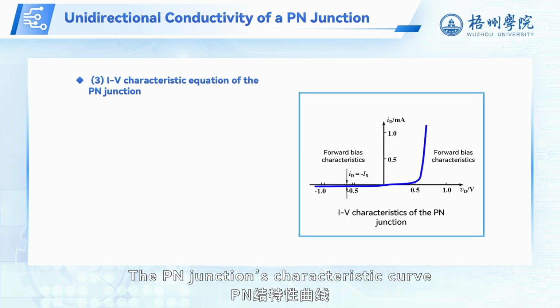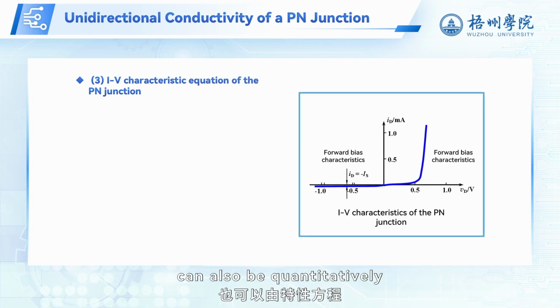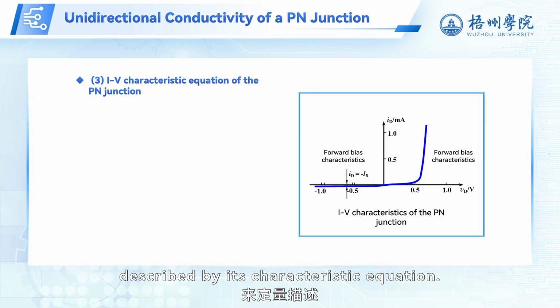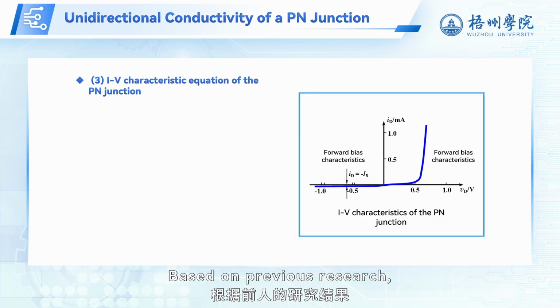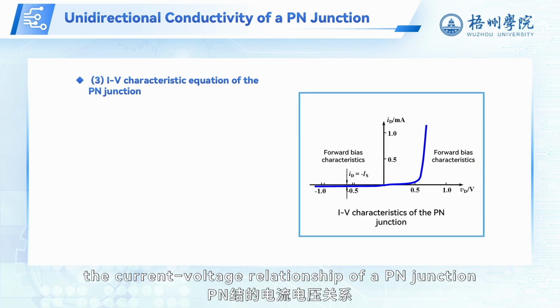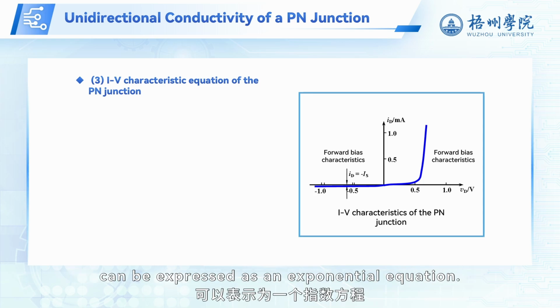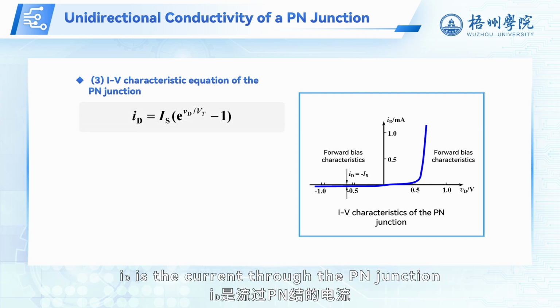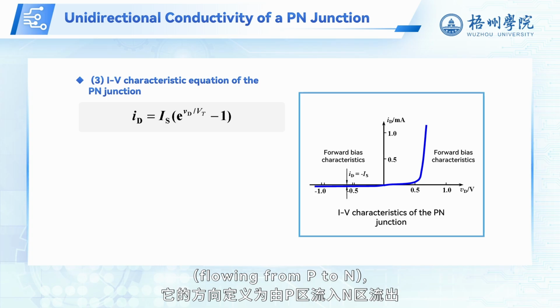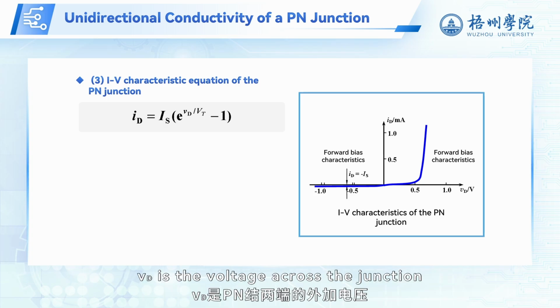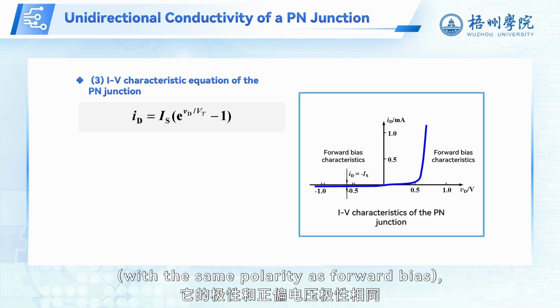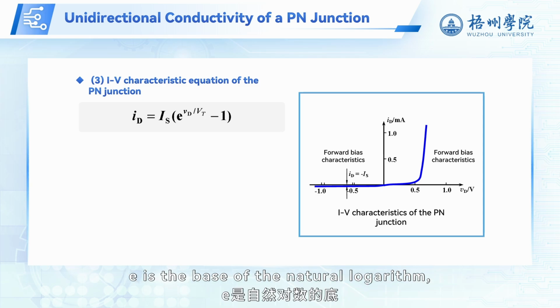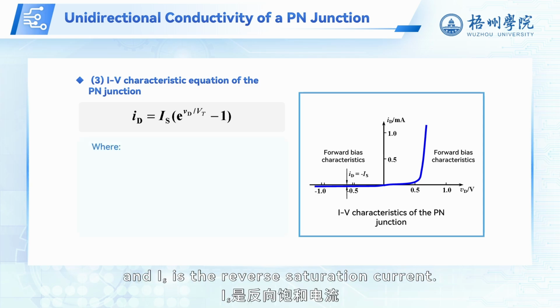The p-n junction's characteristic curve can also be quantitatively described by its characteristic equation. Based on previous research, the current-voltage relationship of a p-n junction can be expressed as an exponential equation. In the equation, ID is the current through the p-n junction, flowing from P to N. Vd is the voltage across the junction with the same polarity as forward bias. e is the base of the natural logarithm, and Is is the reverse saturation current.